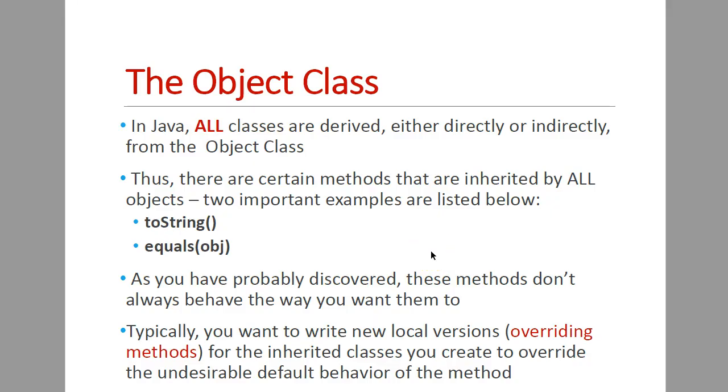The next two topics the book covers are the object class and the equals method. These are very intertwined. So all classes are derived from the object class. And we don't really show you the code for the object class, but it is the most primitive object, which only has a few methods. The ones that are interesting to you at this point are toString and equals.